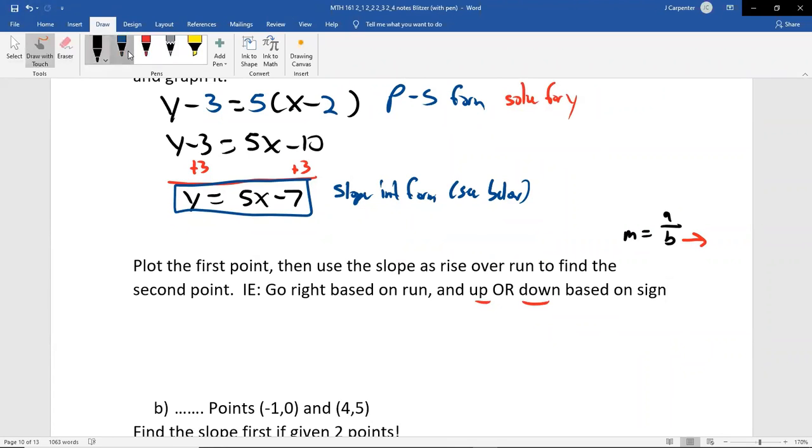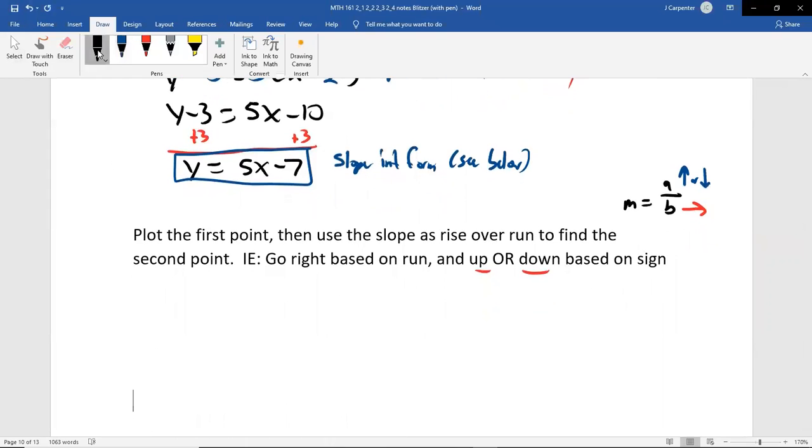So the top number tells you how far up or down to go. If it's positive, up; if it's negative, down. It's easy: positive up, negative down. There is no left. The bottom tells you how far right to go.